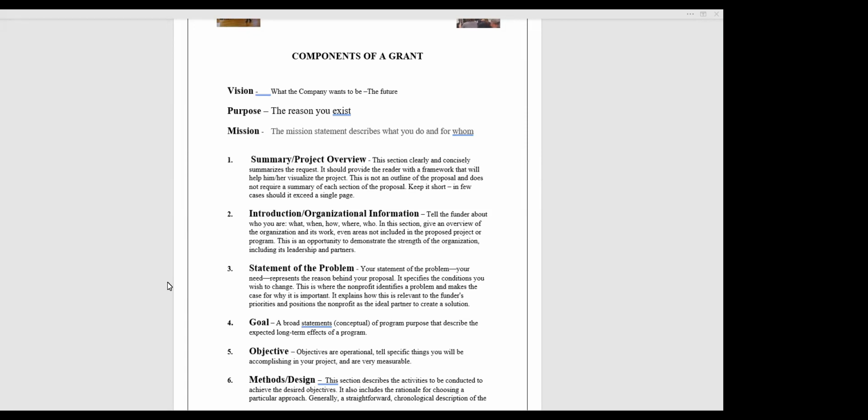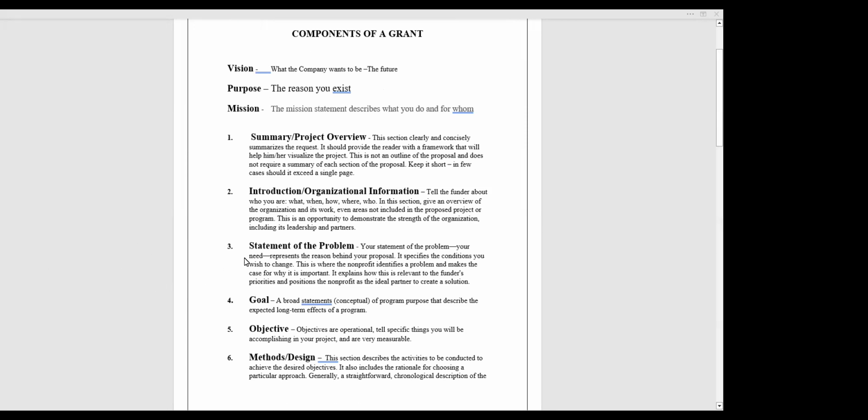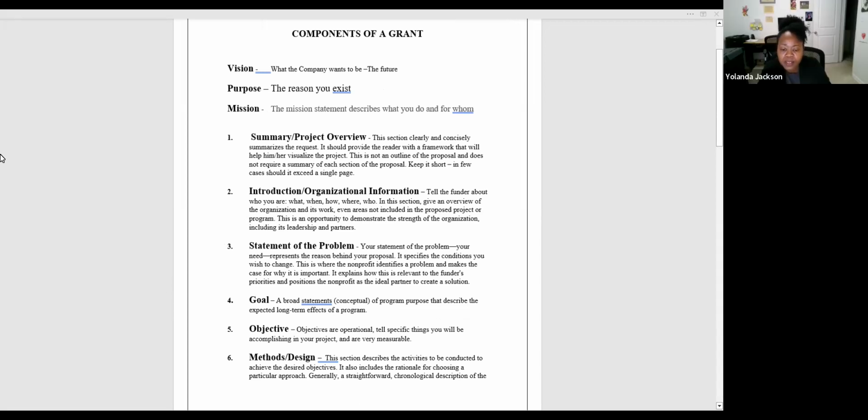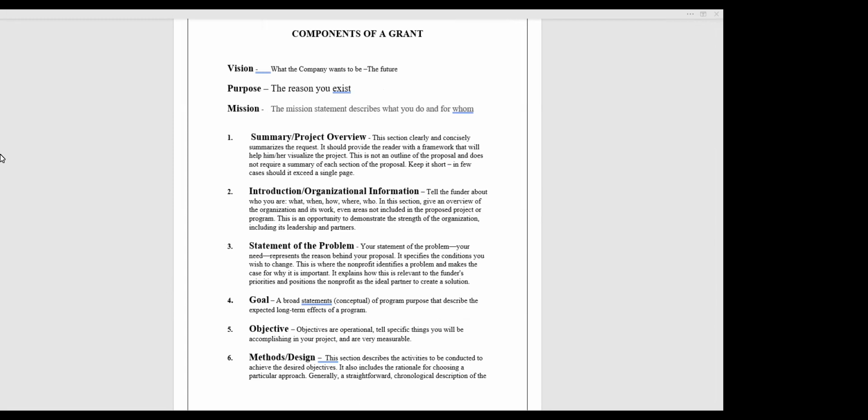Now, the next is the objective. Objectives are operational, tell specific things you will be accomplishing in your project, and are very measurable. For example, in this case, she would say by the year 2025, we plan to provide training on mediation to 150 young people in the Tampa Bay area over a period of no less than 18 months. That makes sense to you?